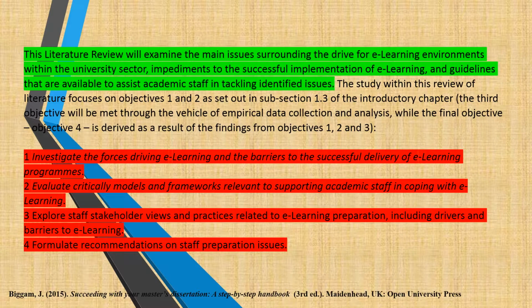Now let's take a look at the following example taken from Succeeding with Your Master's Dissertation. This is the Appendix C. In color green, we can see the topics the literature review will cover. Color red, the objectives of the review.